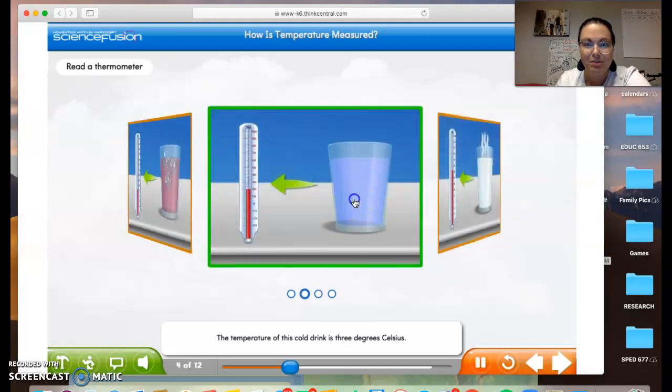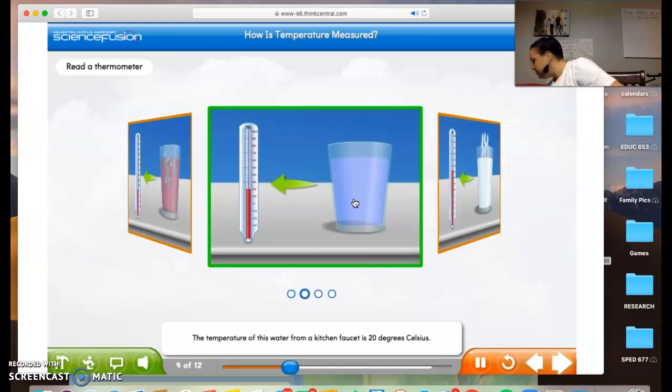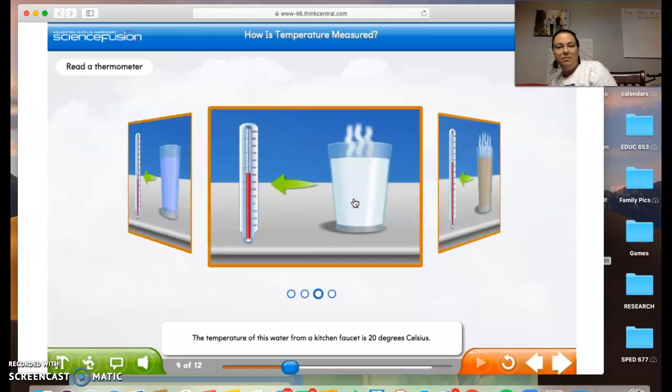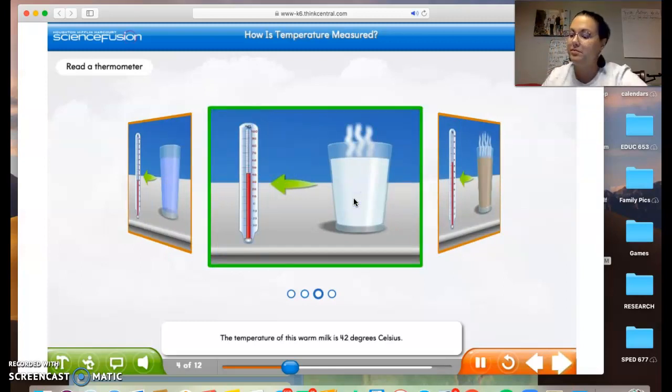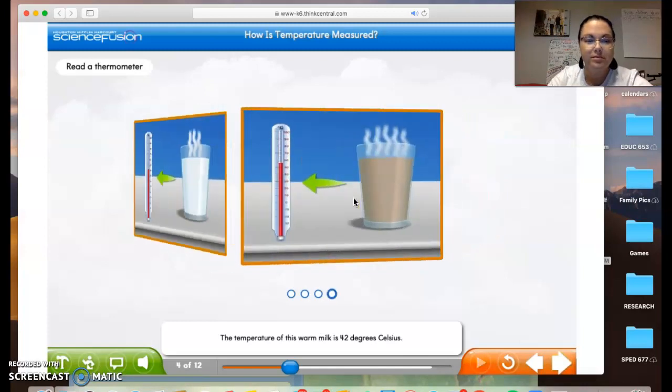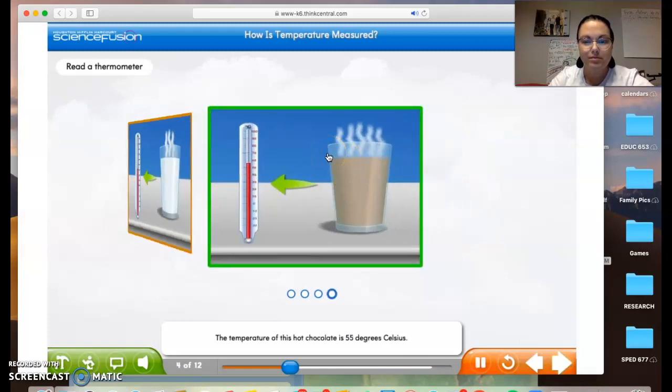Okay, what about this room temperature water? The temperature of this water from a kitchen faucet is 20 degrees Celsius. The temperature of this warm milk is 42 degrees Celsius. The temperature of this hot chocolate is 55 degrees Celsius.